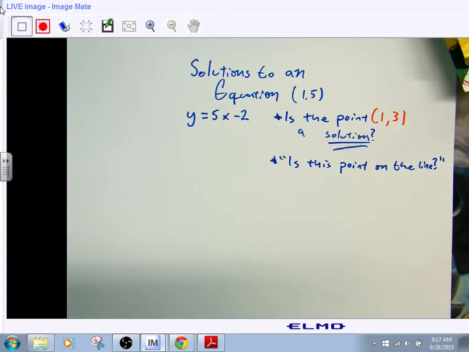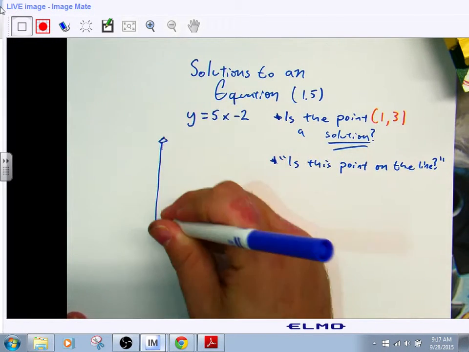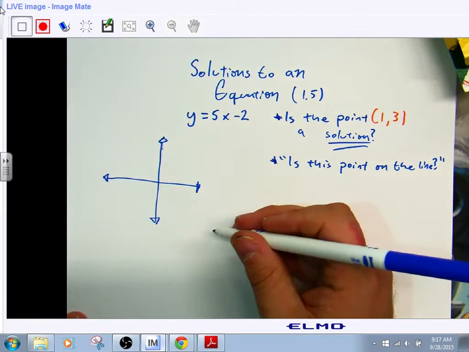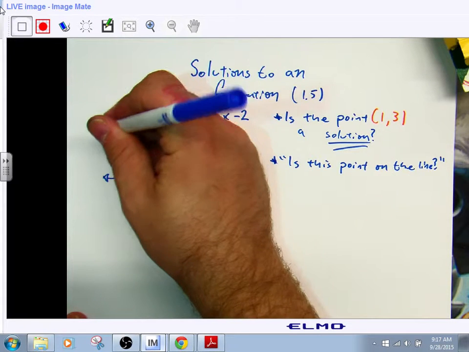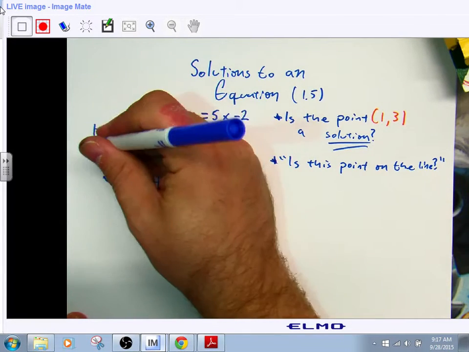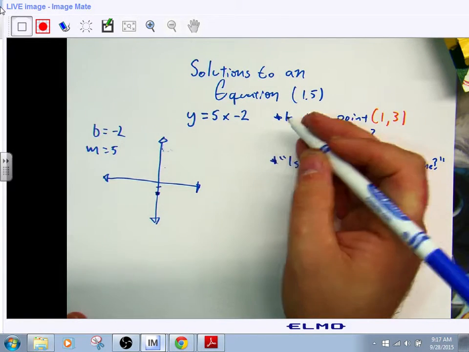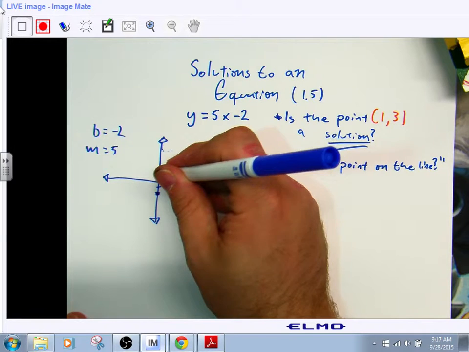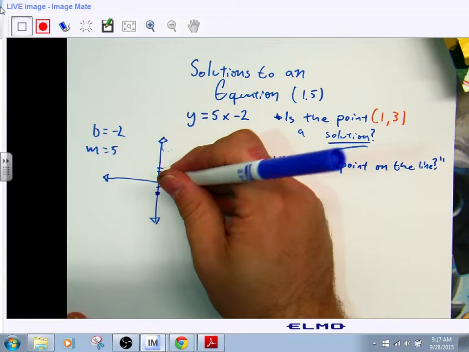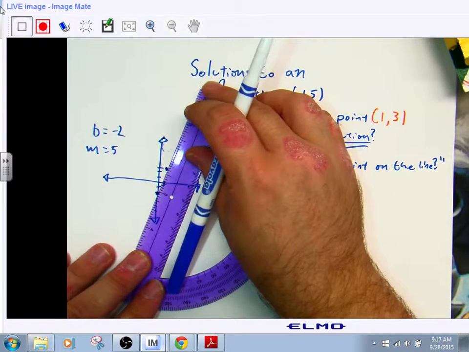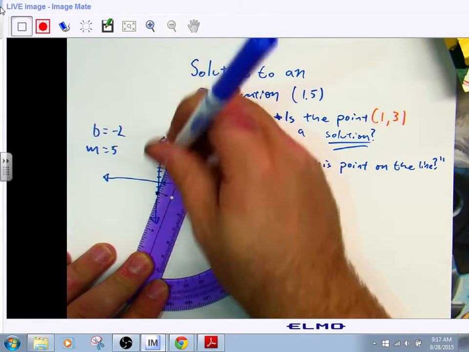So there's two ways to solve this. Much like anything in math, there's multiple ways to do this. One way to do it is to graph it. So you do your xy plane. I look at my equation here. I see that my b is negative 2. I see that my m is 5. So I go down 1, 2. And then I go up 1, 2, 3, 4, 5, and then over 1, like this, like this, like this. And then I graph it.